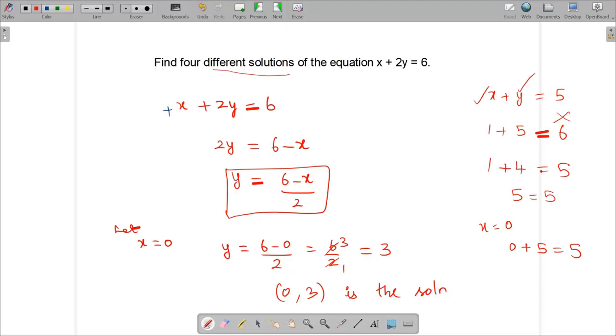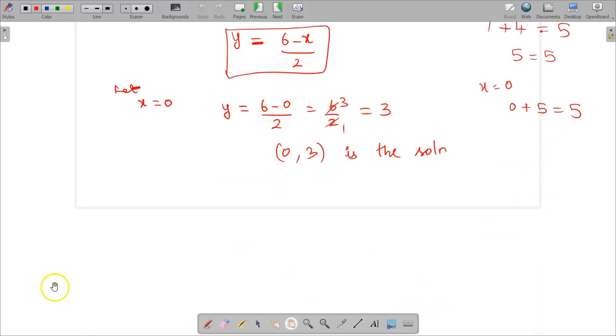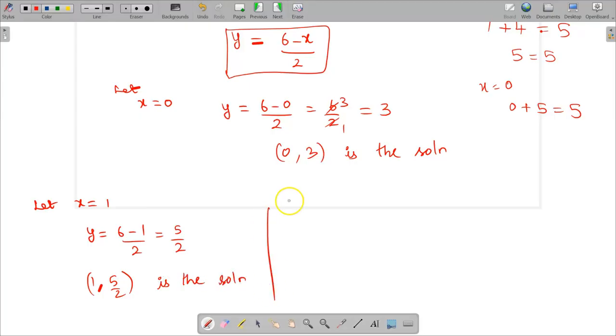So similarly I have to find out four different solutions. So one solution I have determined, so three more different solutions I have to find out. So let me find out the second solution. Let me consider any value for x. Okay, so let me consider x equal to 1. So what is y? y is 6 minus x by 2. So 6 minus x value is what? 1. 1 by 2. So y value it is what? Just 5 by 2. Okay. So what is another solution? 1 comma 5 by 2 is the solution of the equation. Okay, is the solution.